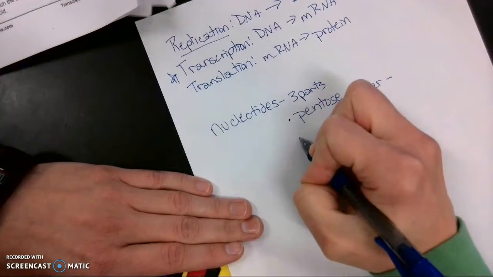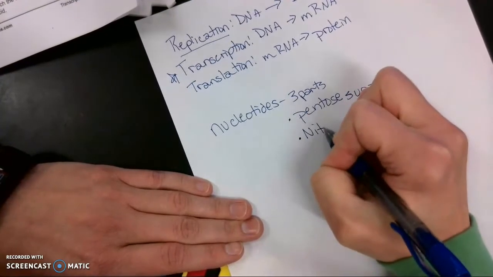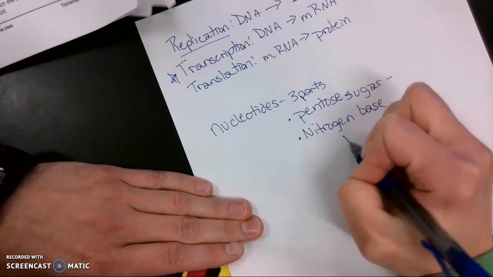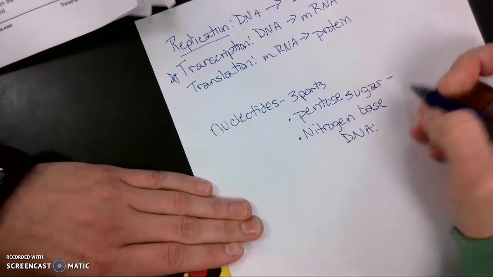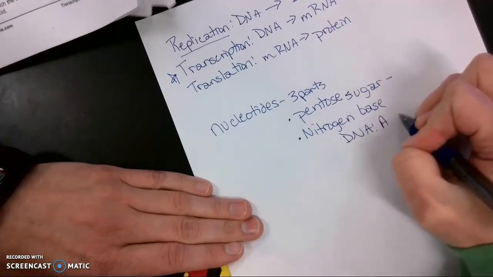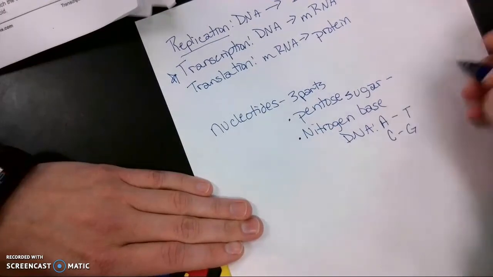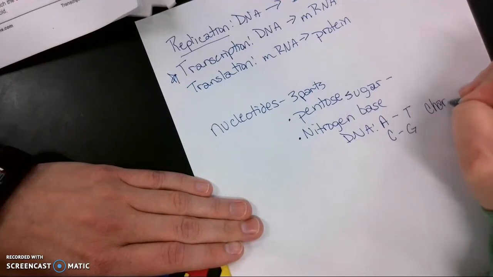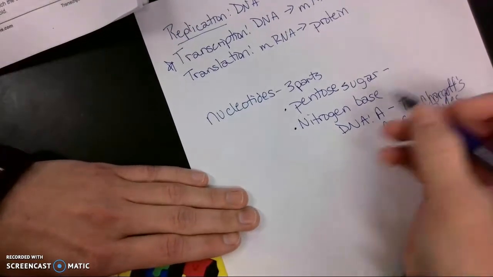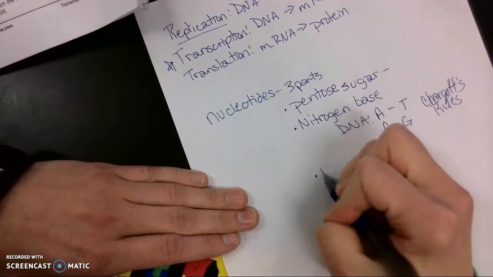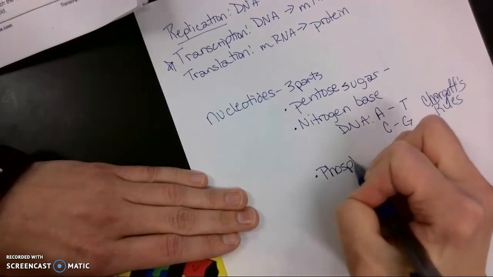Then we have a nitrogen base. In DNA, remember, we have A, which always binds with T. We have C, which always binds with G. Remember, those are Chargaff's rules. And then that last part, so we have the sugar, the base, and then we have a phosphate group.